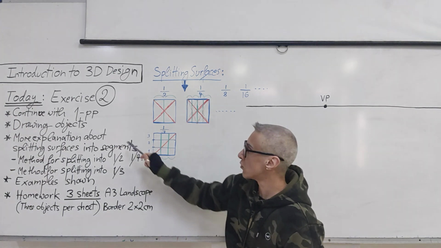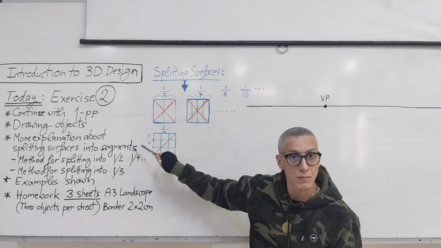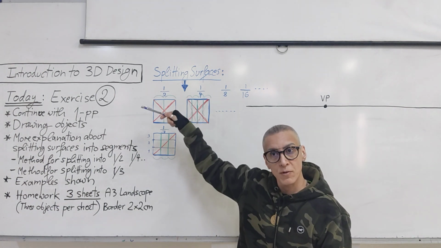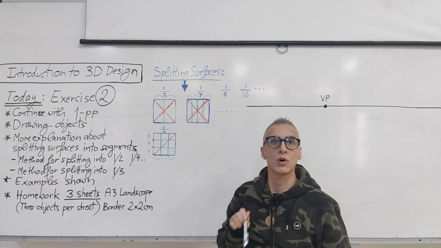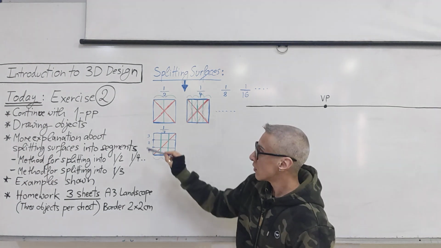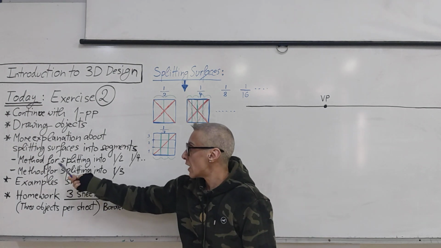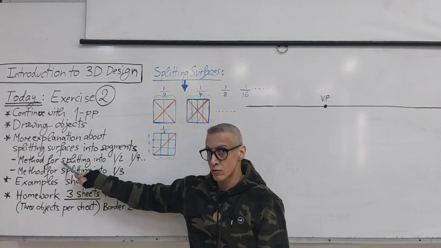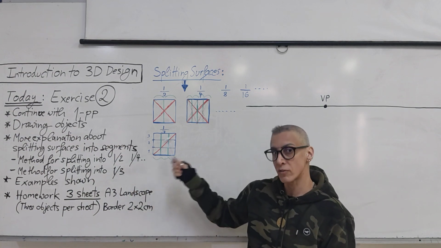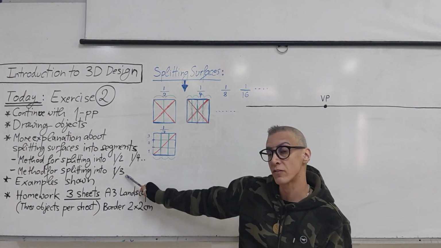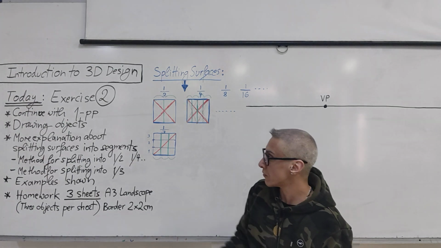Okay, so today we will focus on that, because splitting of surfaces into segments in one-point perspective, when you draw objects, in today's homework, you have to apply it, you must. So we will explain a little bit more about it in detail. We will also cover two methods for splitting. Splitting for halves, quarters, and so on, and into thirds. The thirds is different than these. So we will explain the difference.